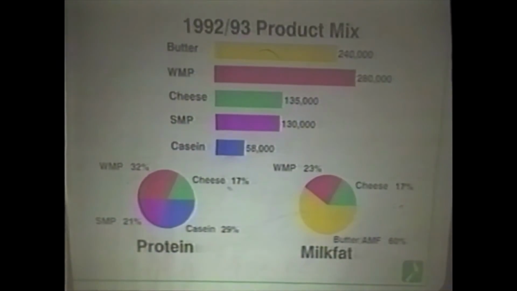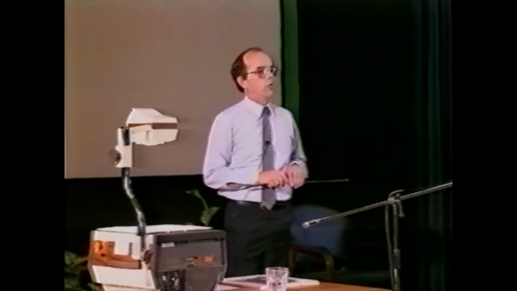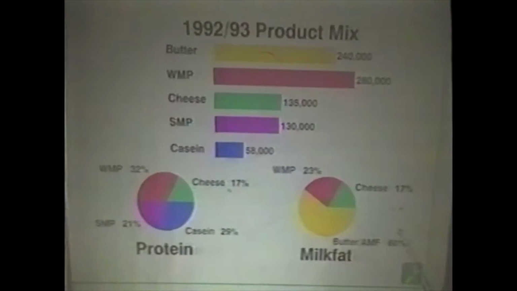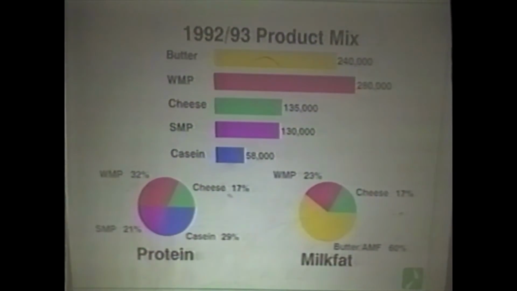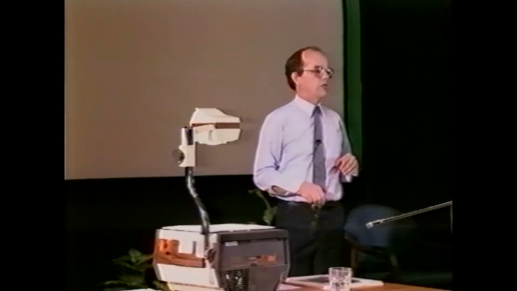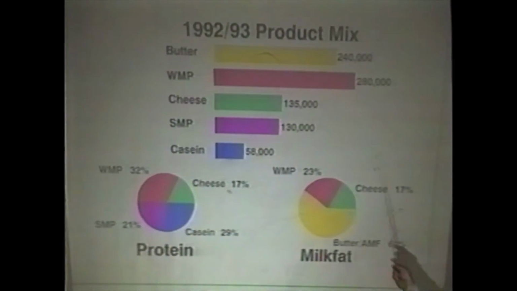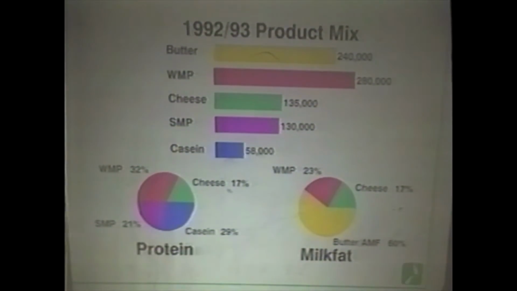Despite all the efforts to reduce the reliance on selling butter and promoting cheese and whole milk powder, we've still got nearly two-thirds of the industry's fat being sold as butter and AMF. One of the things that this means is that if the milk supply is growing by, say, 3% a year, the cheese and whole milk powder will have to grow by 9% to absorb that extra fat if we're going to stop the butter production from increasing.